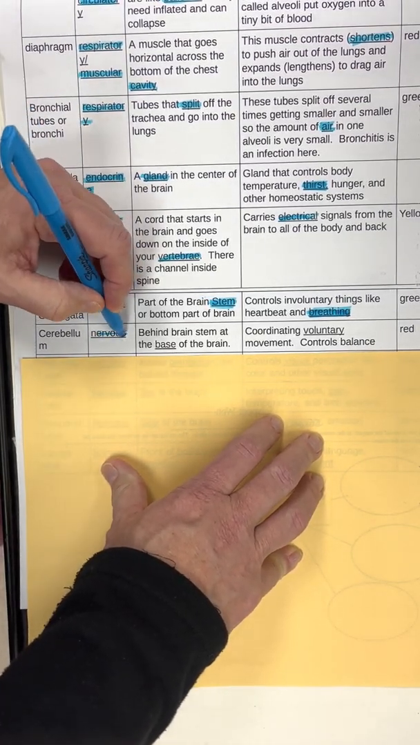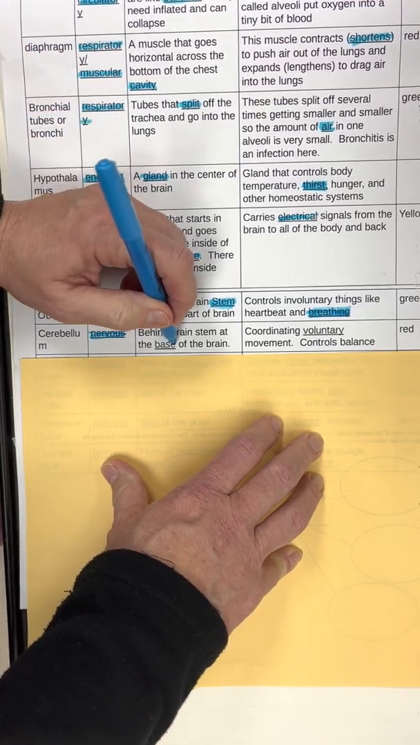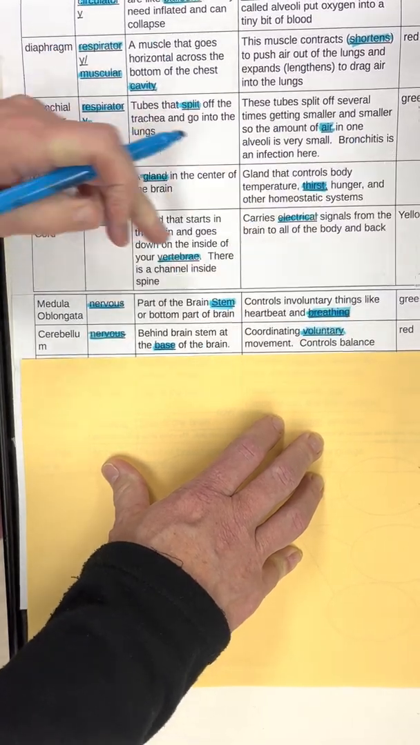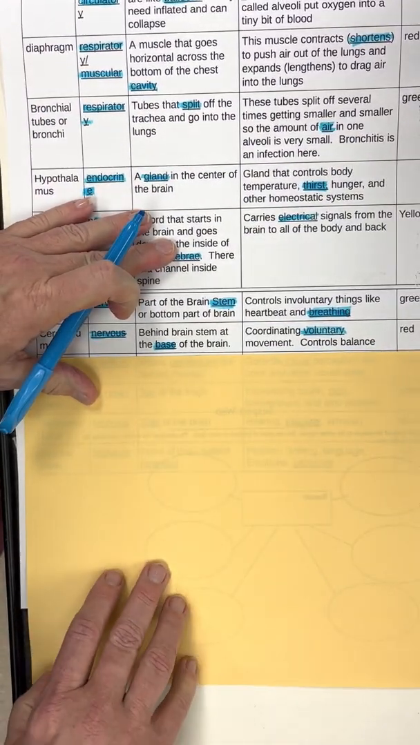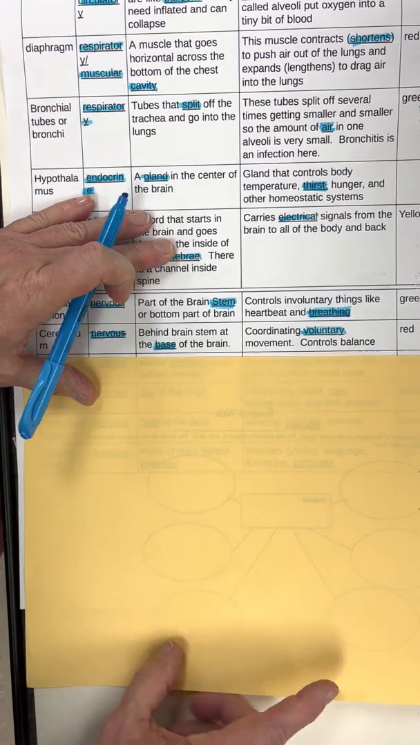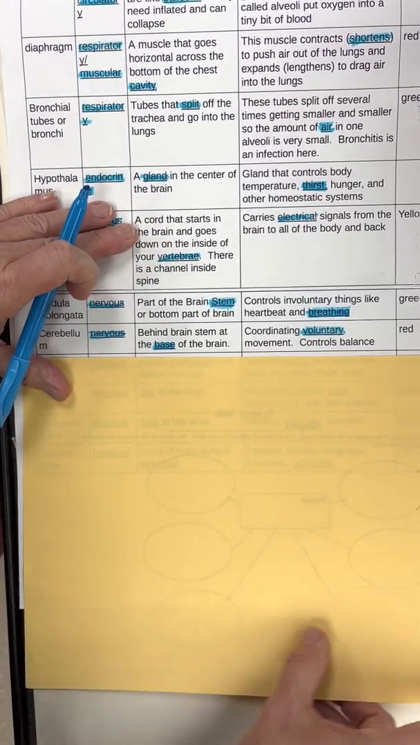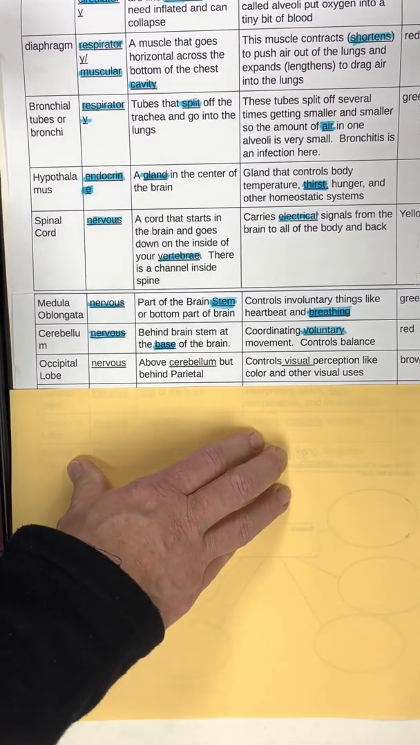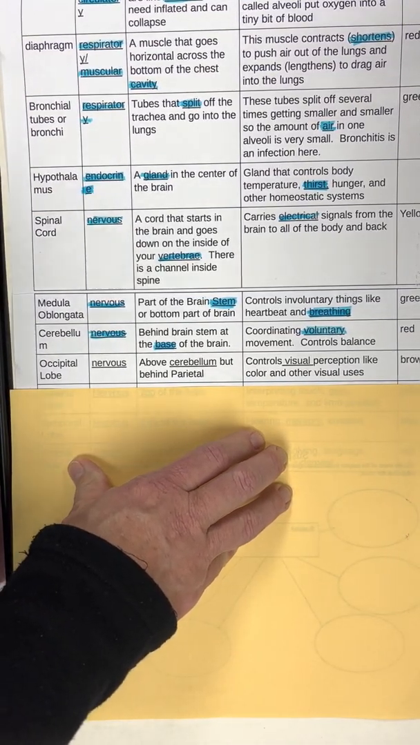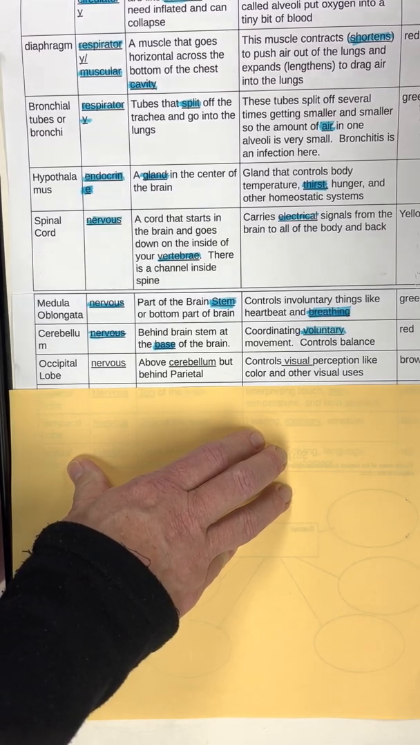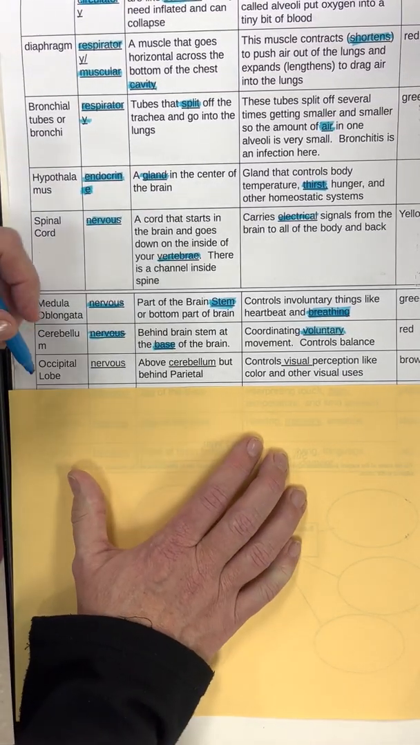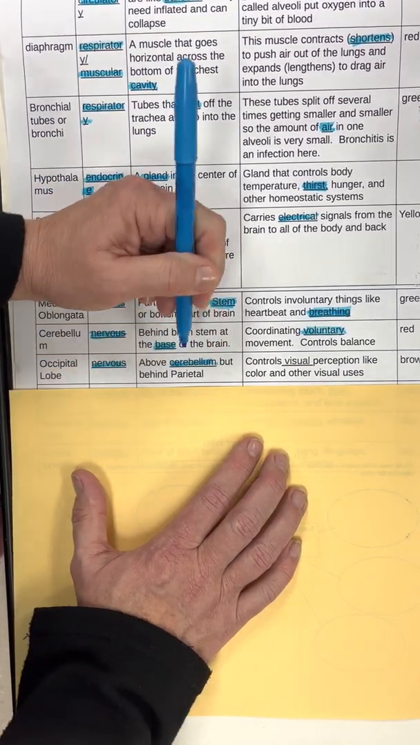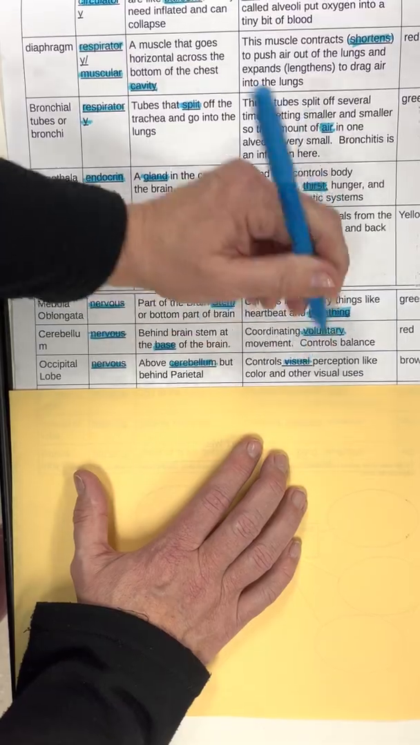The cerebellum is your nervous system. It's behind the brainstem at the base of the brain, coordinating voluntary movement. Voluntary means you want to move in that direction. The medulla oblongata is more involuntary, meaning things that you don't do voluntarily on your own. Can you imagine having to sit there and think about breathing and your heart beating and all the things your body needs to do automatically? That would be awful.